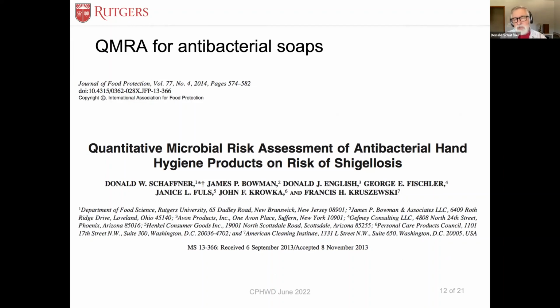In this work, we looked at laboratory data on different products for removal of bacteria from people's hands, Shigella bacteria in particular. Then we said, what if somebody washes their hands or treats their hands in these different ways and then handles a food product, and then people eat that food product, do they get sick or not? Now, we didn't actually feed food to people. We used computer models to predict the probability of illness from the ingestion of microorganisms. And we'll get to that in just a minute.